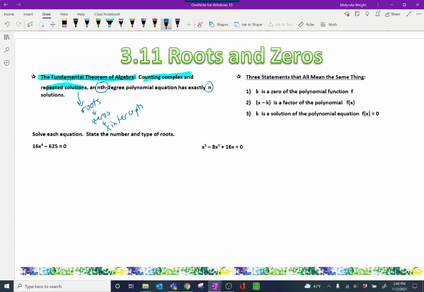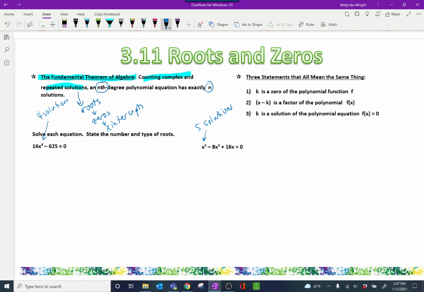So for example, this is a fourth degree polynomial, so this one will have 4 solutions. And this is a fifth degree polynomial, so it will have 5 solutions. So it basically just gives us guidelines, or a rule, so we know how many solutions we're looking for. Okay, so that's what the fundamental theorem of algebra says.